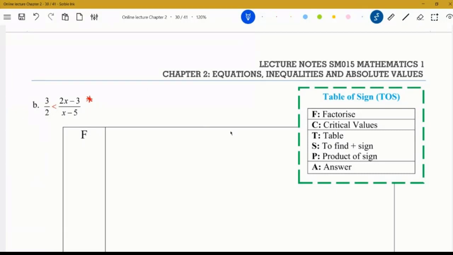Okay, so as usual, we have to bring everything to one side first. So saya pindahkan ini ke sebelah kiri. So it will be 3/2 minus (2x minus 3) over (x minus 5) less than 0.